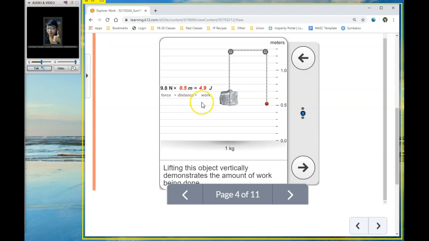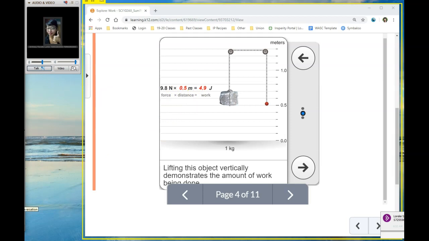Excellent. Yes, Nichelle. So we've done 4.9 joules of work at this point. And then what do you think is going to happen when I lift it up to 1 meter? Tell me in the chat box, right? So 0 meters, 0 work, half a meter, 4.9 joules. What do you think is going to happen when we have 1 whole meter? When I change this number to a 1, how much work will we get?